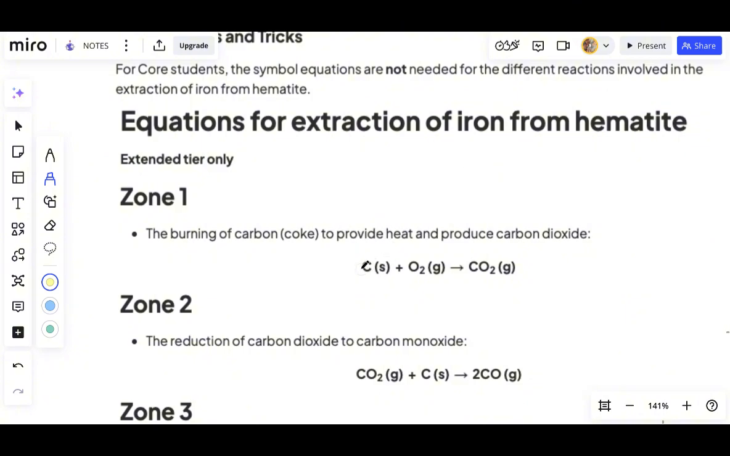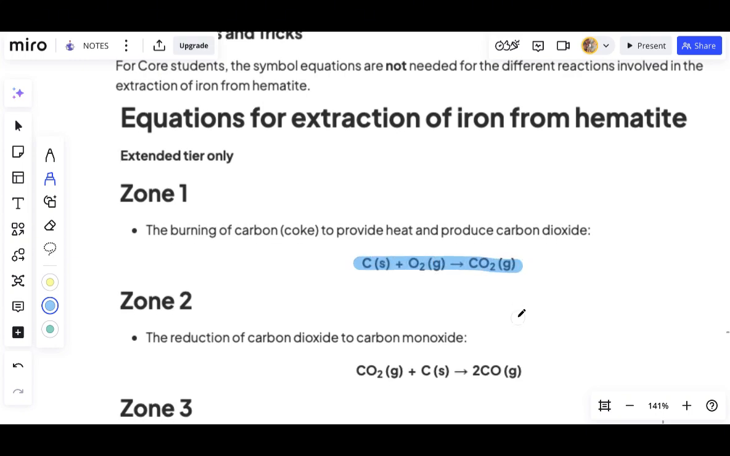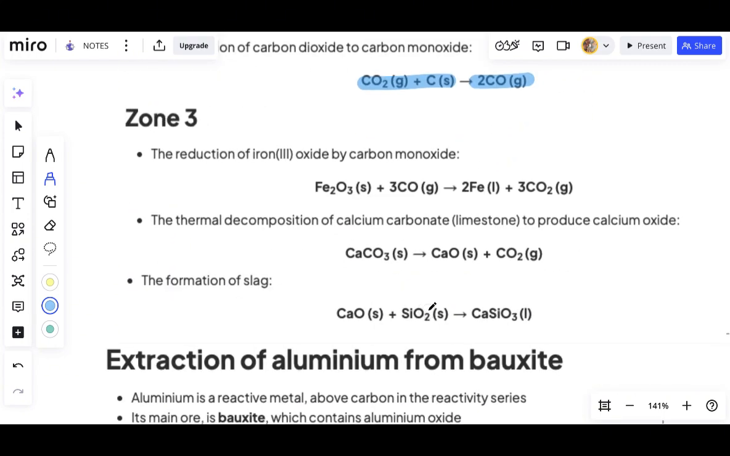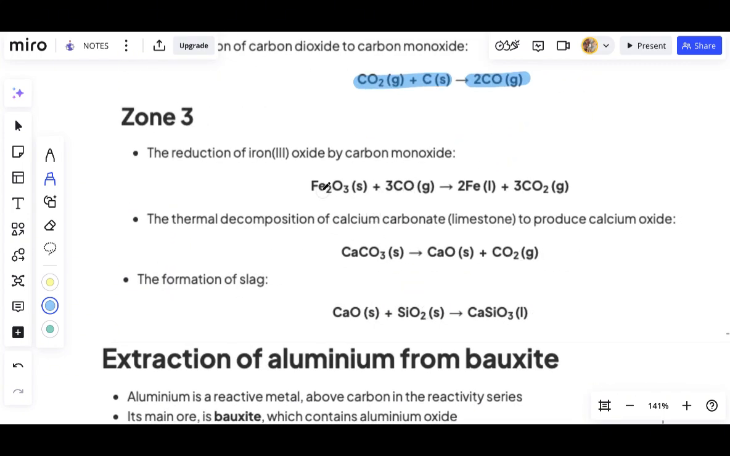Okay, in zone 1, this is what happens. We change the color. In zone 1, we have carbon reacting with oxygen to produce carbon dioxide gas. This carbon dioxide reacts with more carbon, a reduction reaction, to produce carbon monoxide. In zone 3, the carbon monoxide that you have produced reacts with the hematite, which is iron ore, to produce molten iron and carbon dioxide. You should learn how to balance the equation. It's very important if you are an extended student.